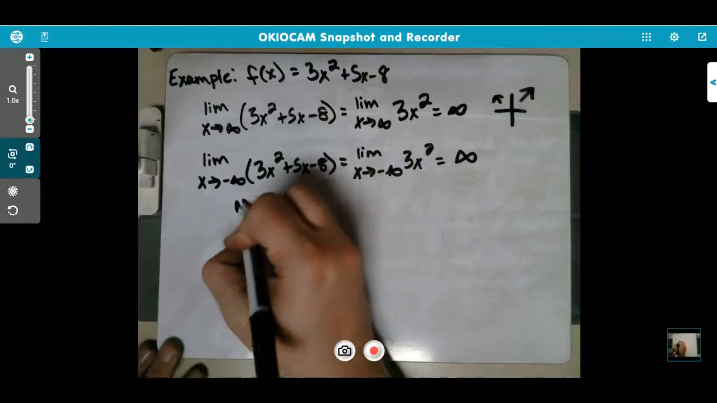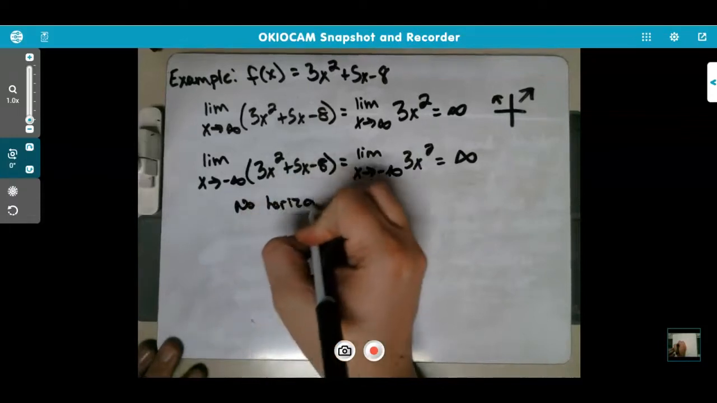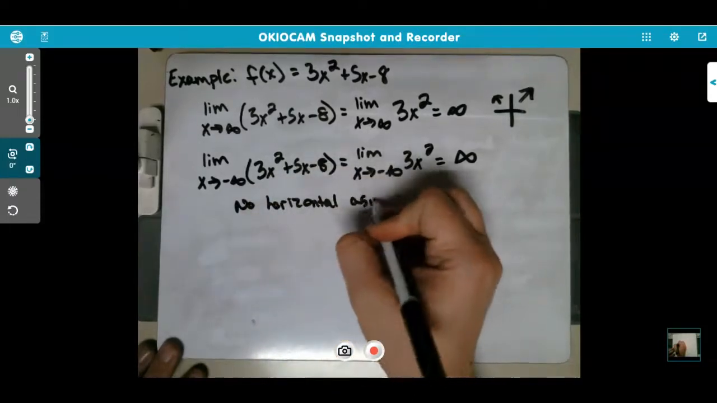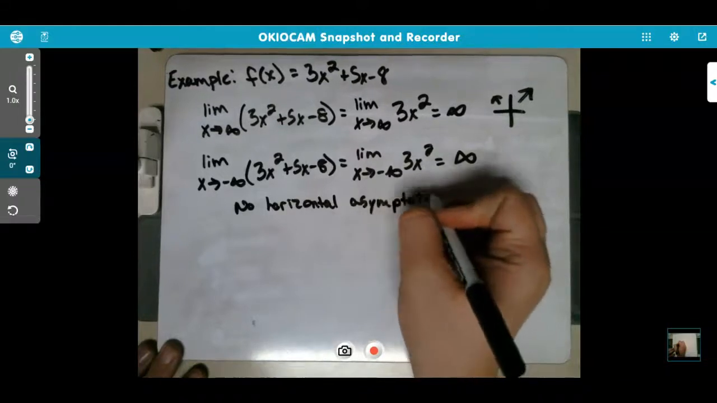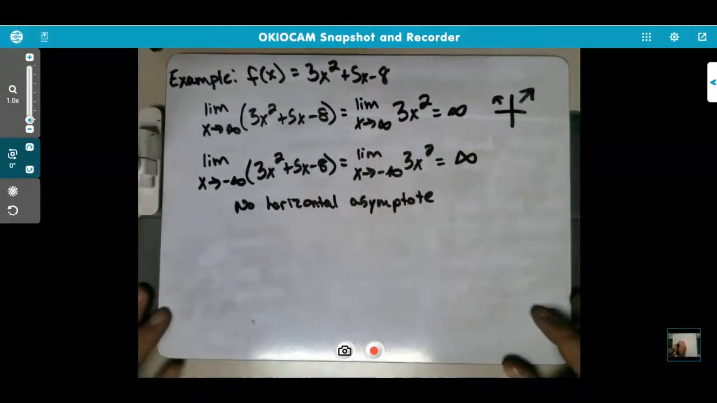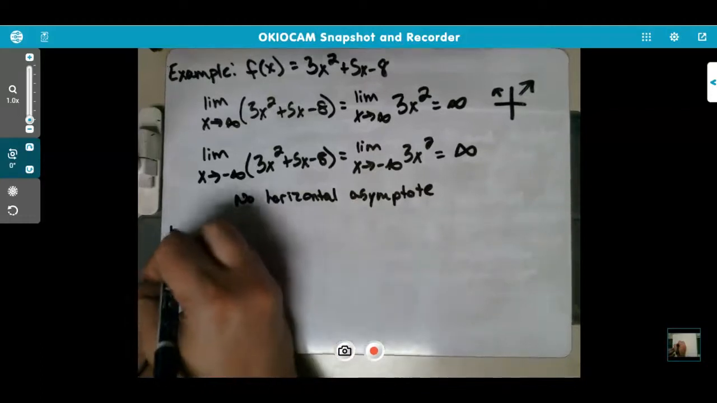Therefore, I can say there is no horizontal asymptote. There's not one. Let's do the same thing with another example.